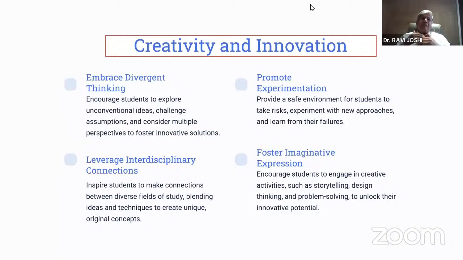So encourage students to think out of the box, and for that again you have to create an episode. Very importantly, we are required to promote experimentation. Creativity and innovation are only possible when we promote experimentation among the students. So students must be given a safe environment to take risks, experiment with new approaches, and learn from their failures.